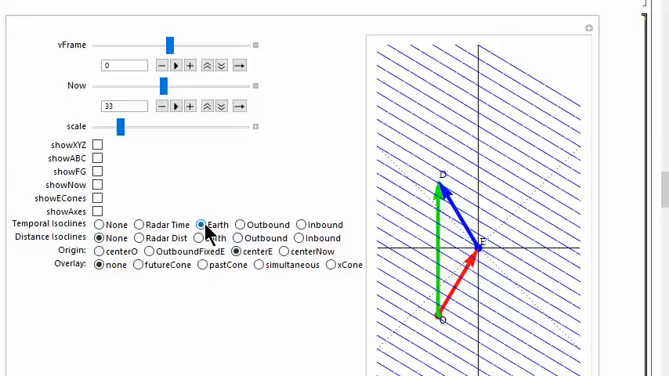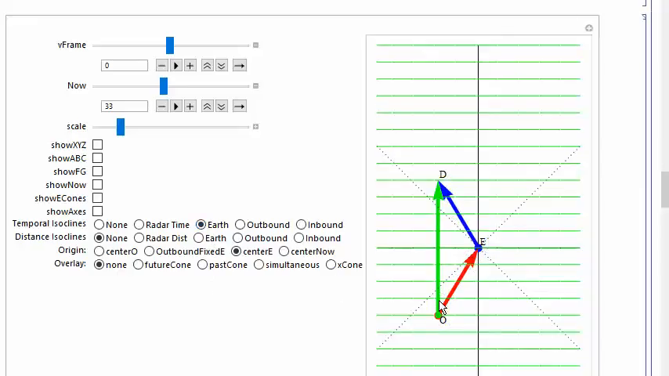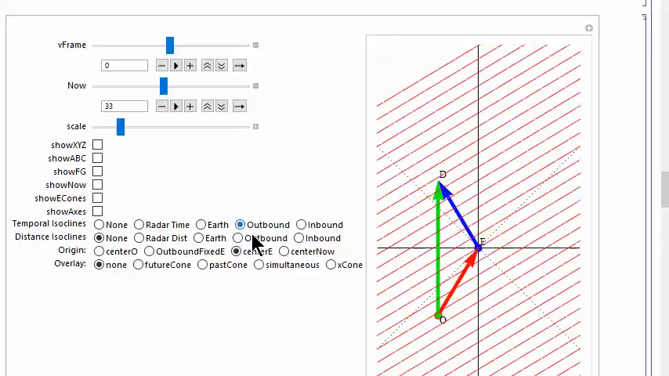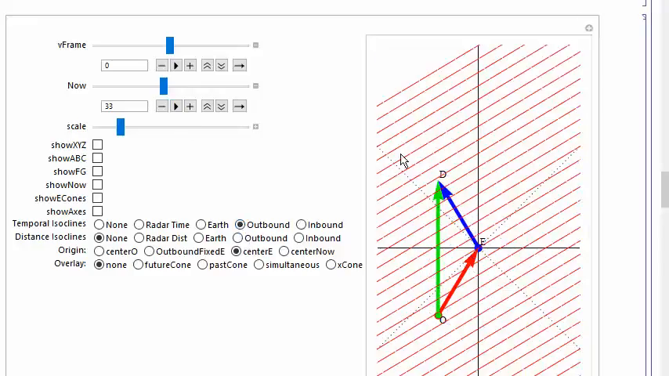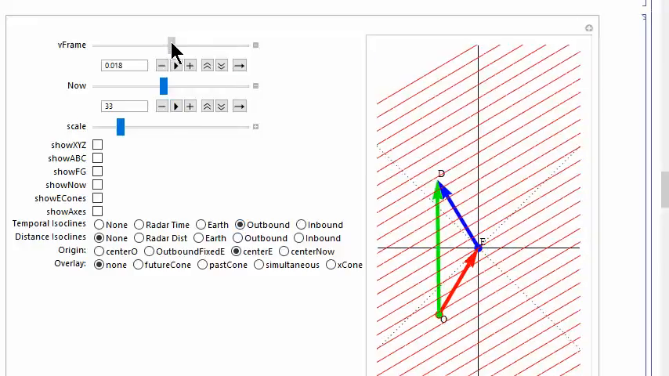So, it took 8 years, 1, 2, 3, 4, 5, 6, 7, 8, for the journey from the perspective of the stay-at-home twin, but it only took 3 plus 3 from the perspective of the traveling twin. Now the paradox comes from imagining things from the traveling twin's point of view.